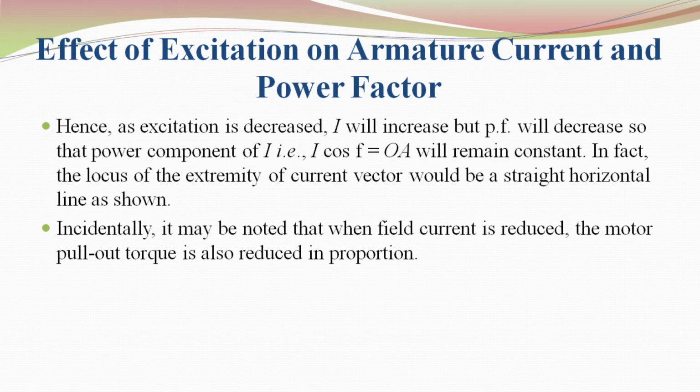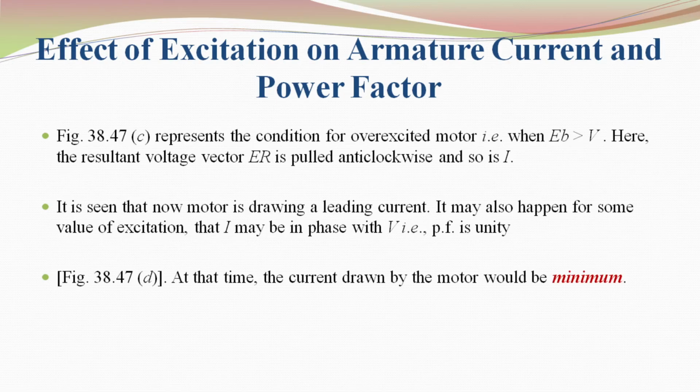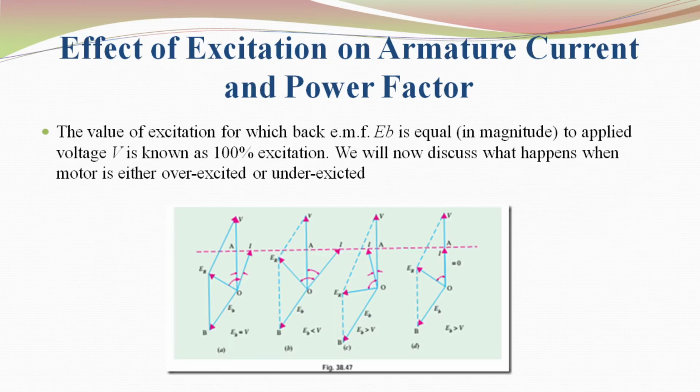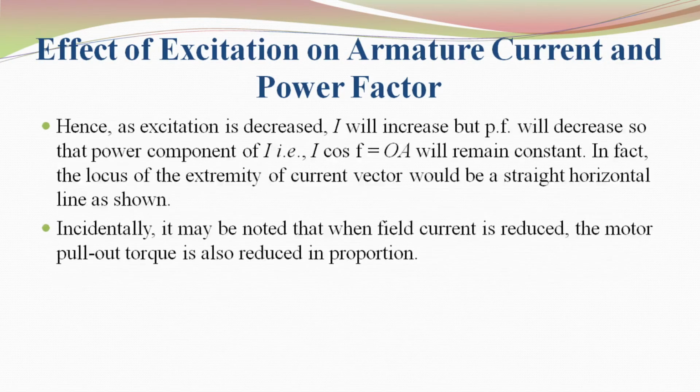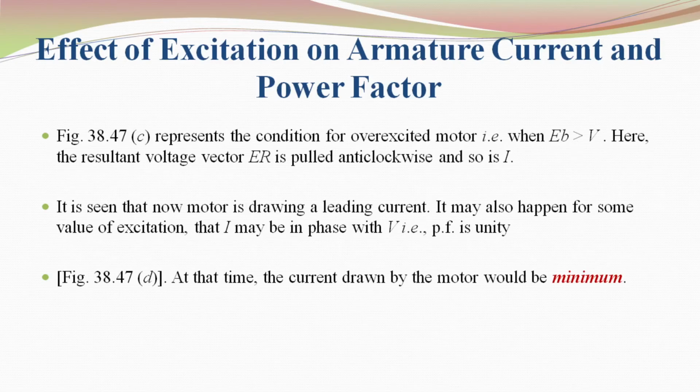So the locus of the extremity of the current vector would be a straight horizontal line, and it may be noted that when field current is reduced, the motor pull out torque is also reduced in proportion. So in the third figure, Eb is greater than V. It is representing the condition for an over excited motor, that is Eb greater than V. So the resultant vector Er will be pulled anti-clockwise and so is the current. So now the motor will be drawing a leading current.